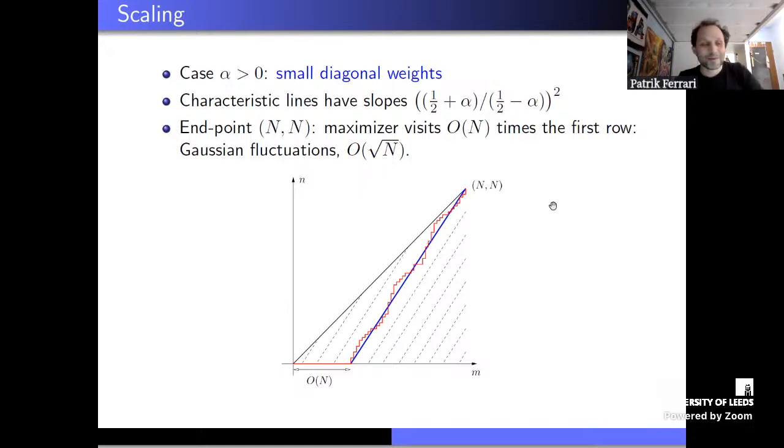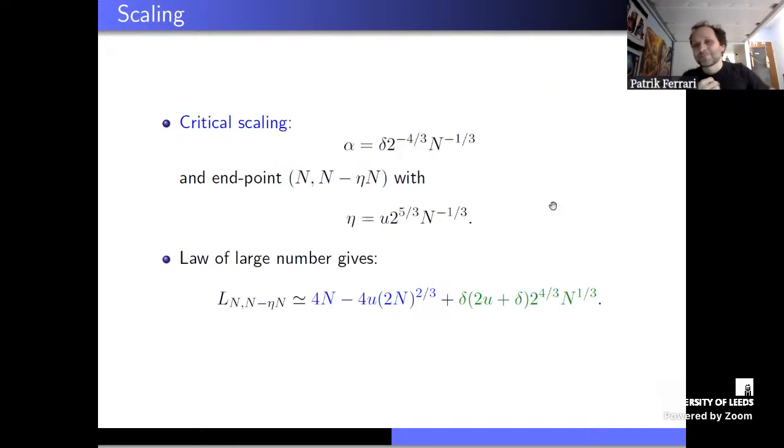So you might say, okay, maybe it's not so interesting. So we take alpha like delta, say n to the minus 1/3, and we take the endpoint also at that distance n to the 2/3 from the diagonal. So n would be the diagonal, and subtract eta times n. So eta scales like n to the minus 1/3. So this is like minus u n to the 2/3. So we take alpha like that. The 2 to the minus some power, we can forget about, they are not important.